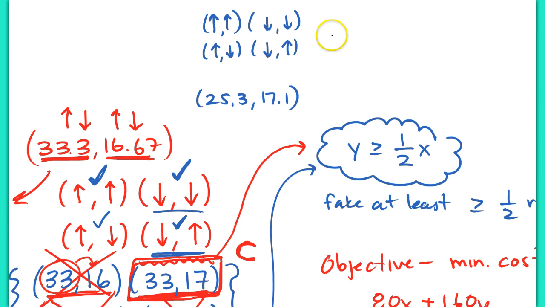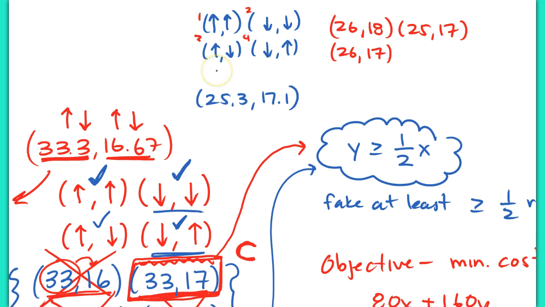So the point would now become 25. Let's do it in order. Here's 1, 2, 3, 4. So for point 1, both rounded up, I'd get the point (26, 18). For point 2, if I rounded them both down, I'd have (25, 17). If I rounded one of them up, I'd have (26, 17), rounding down to 17. If I rounded one down to 25 and the other up to 18, (25, 18), this would be the 4 points that I would choose from.